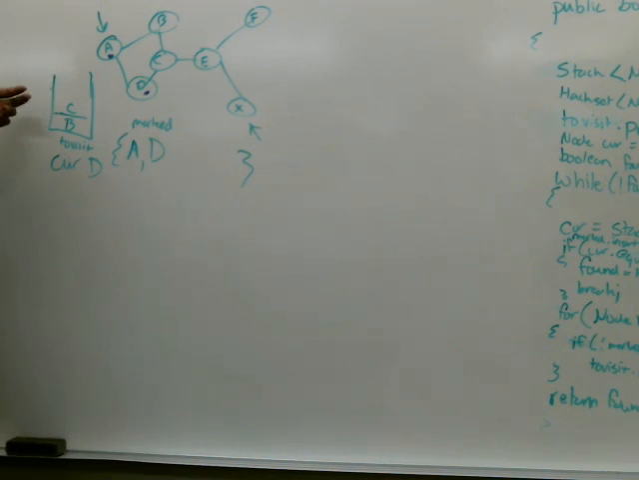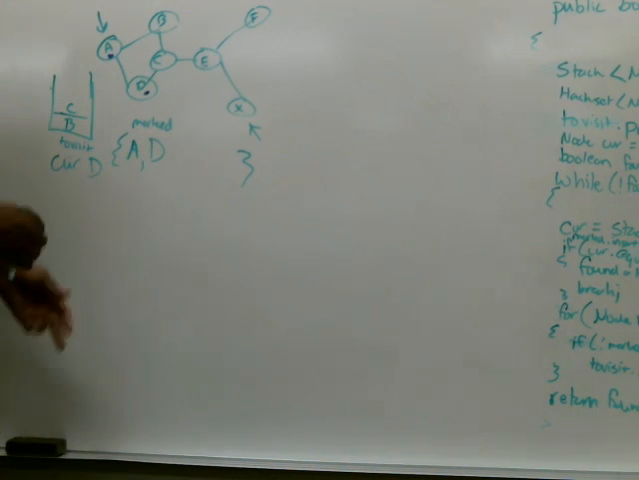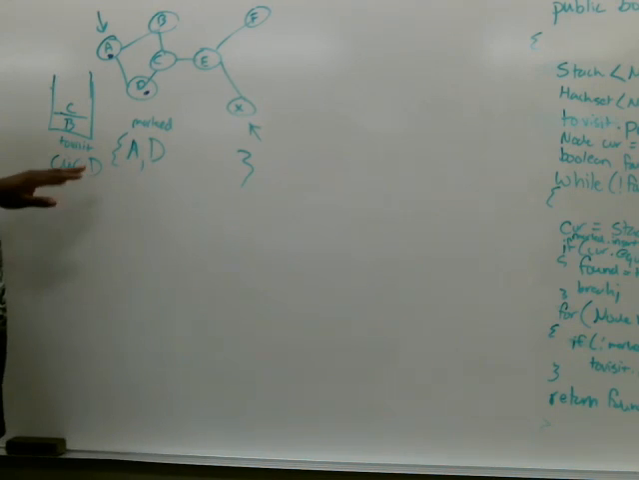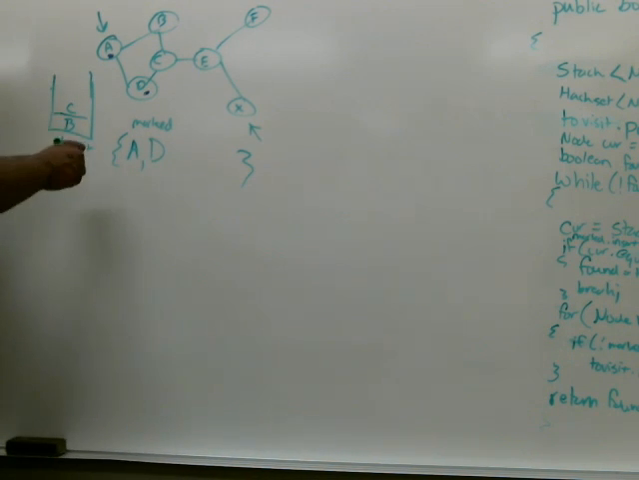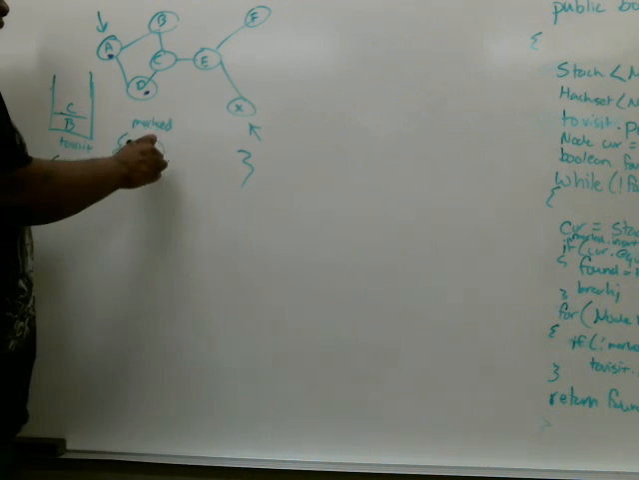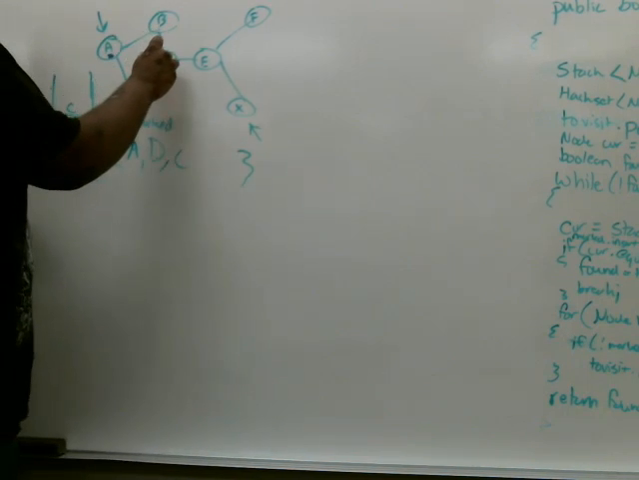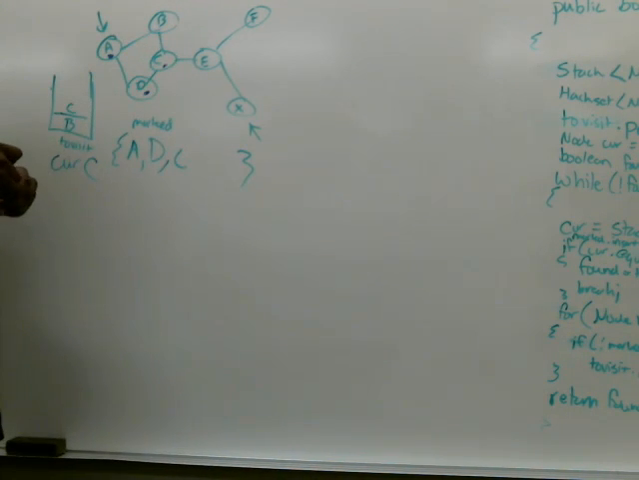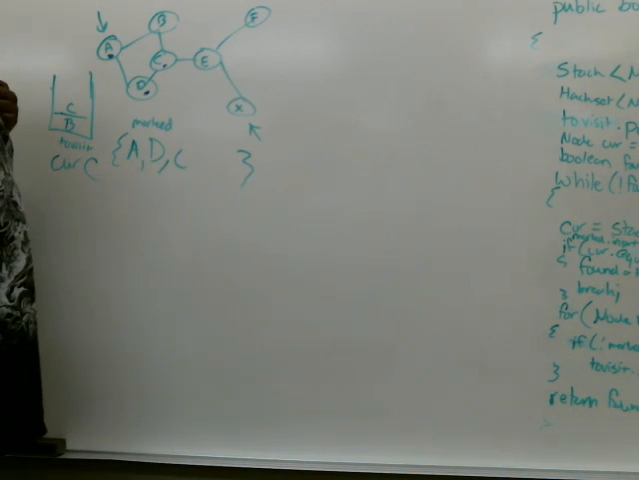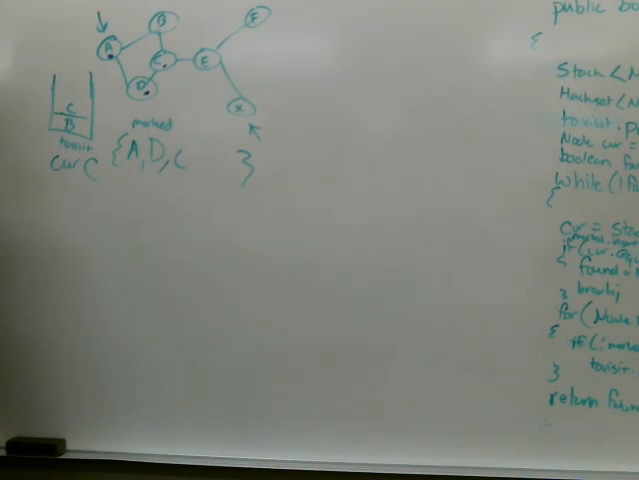Next iteration, we pop from the stack and we get C. So now current is C. We mark C as visited. Is C the element we're looking for? No. So now we look at C's neighbors.